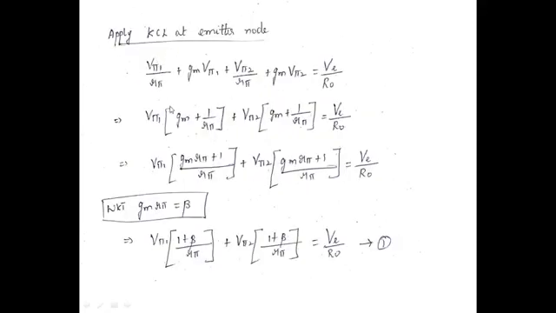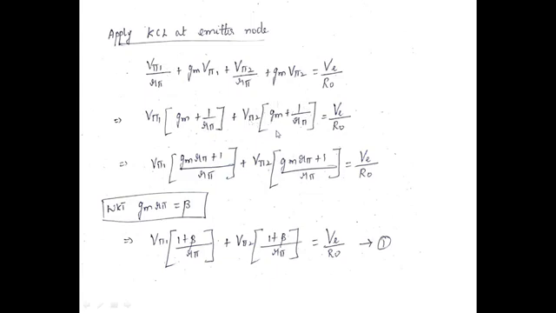So the equation which we got here is V pi 1 by R pi plus Gm V pi 1 plus V pi 2 by R pi plus Gm V pi 2 is equal to VE by R naught. From the equation, I'm going to take V pi 1 outside, so the remaining part I'm writing as Gm plus 1 by R pi, plus from the two equations I've taken V pi 2 out.